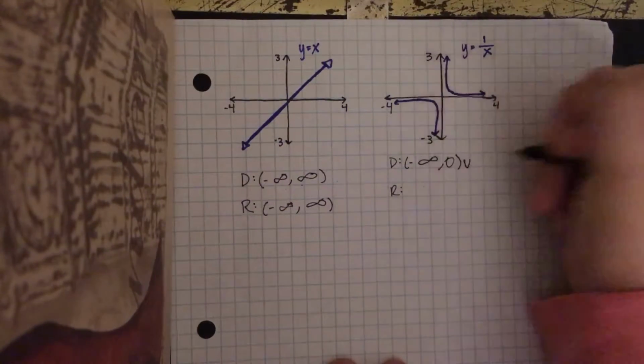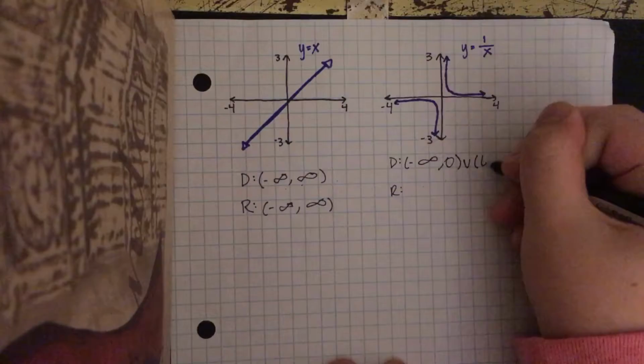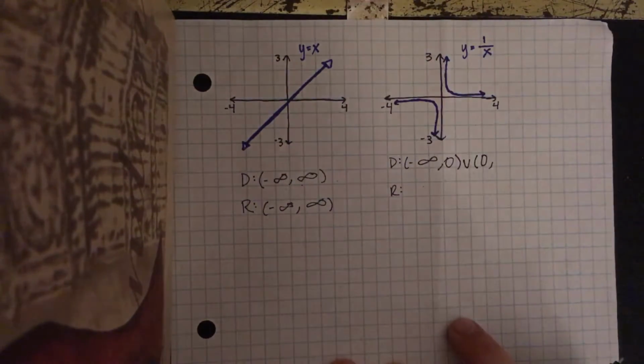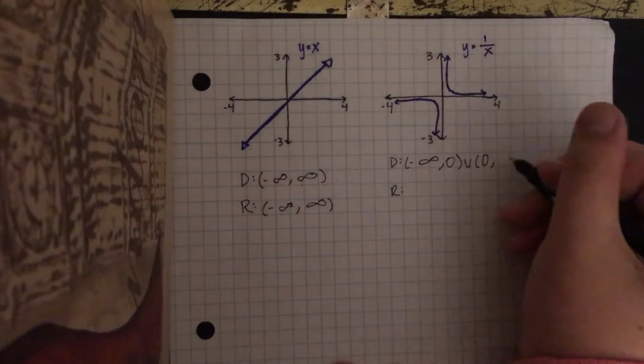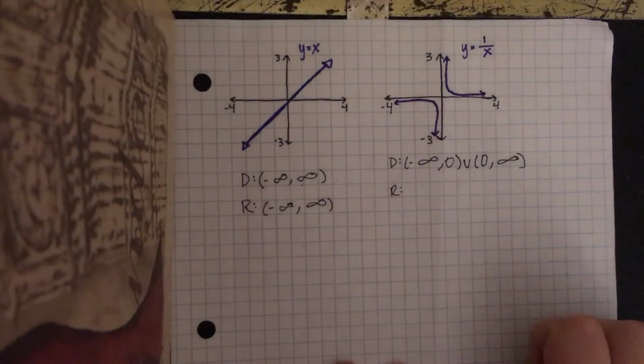Now we have to put a union marking, showing that the domain continues, and put our 0 here, since 0 is the only value that we don't reach. And then we continue with positive infinity, since the x values keep going.